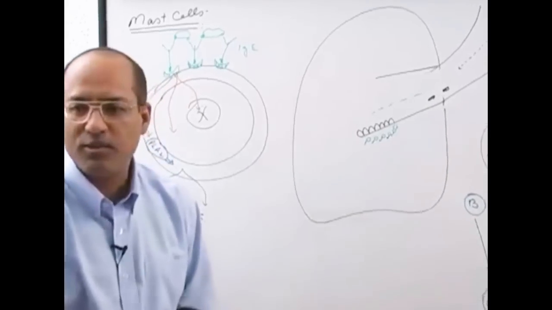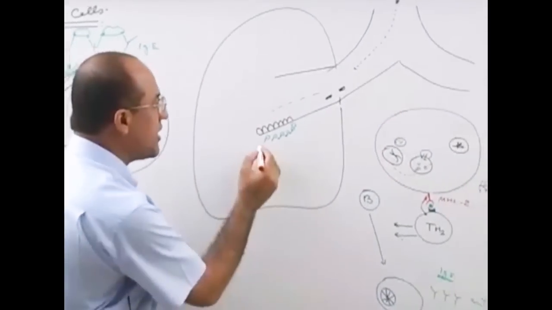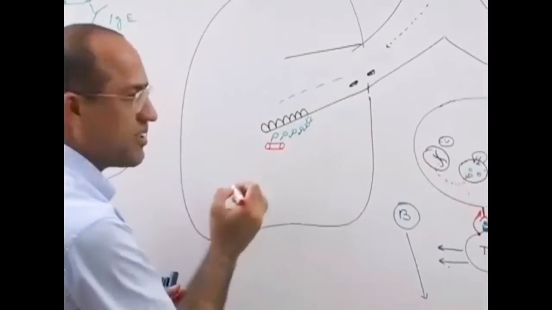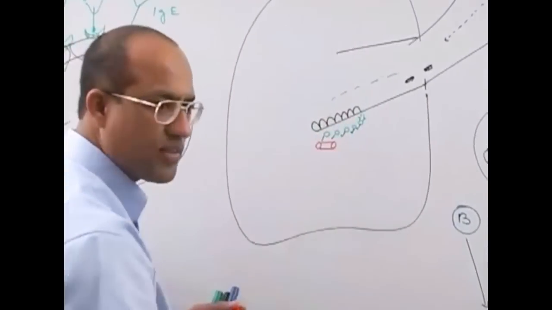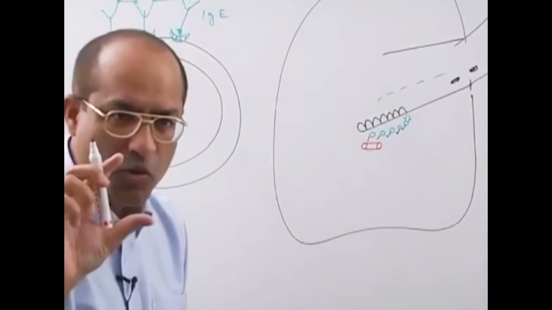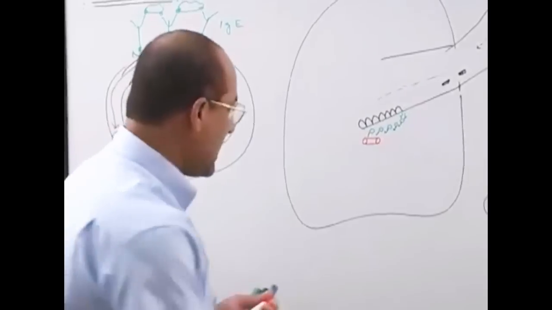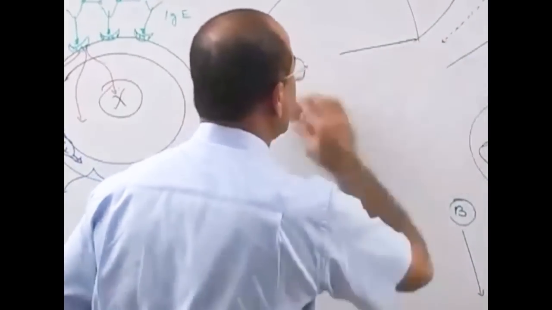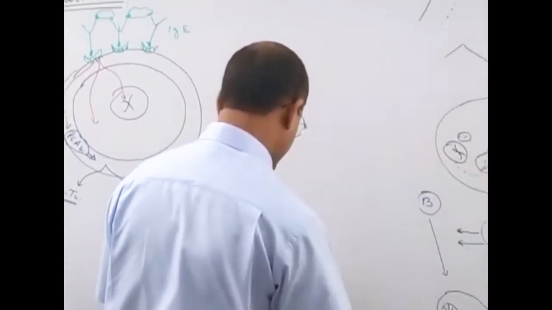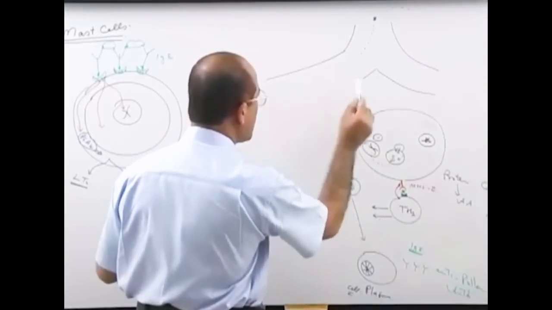What will these prostaglandins do? Prostaglandins will dilate the blood vessels. Blood vessels in this area will open up. Blood flow will be less or more? More. Let me now draw a section of the bronchial system. I open a bronchus.